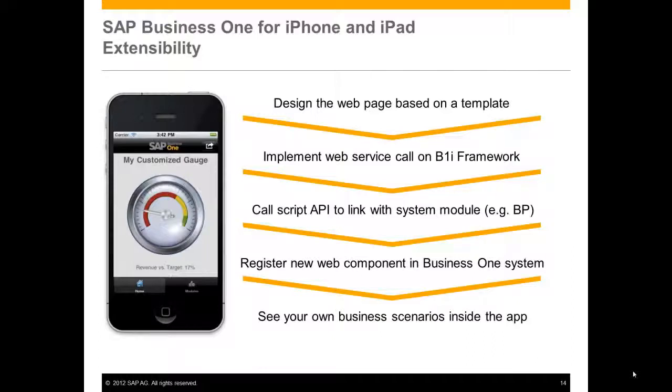You design a web page based on a template. You implement a web service call based on the Business One integration framework. You call a scripting API to link with the system module, for example, business partners. You register your new web component in the Business One system, and then you can see your own business scenarios inside the application. Very simple, standard way of extending out the functionality that we do make available.